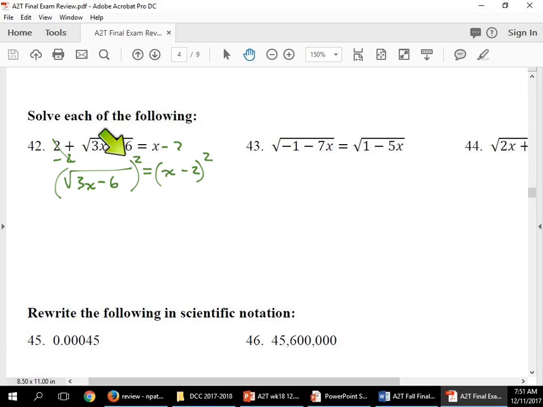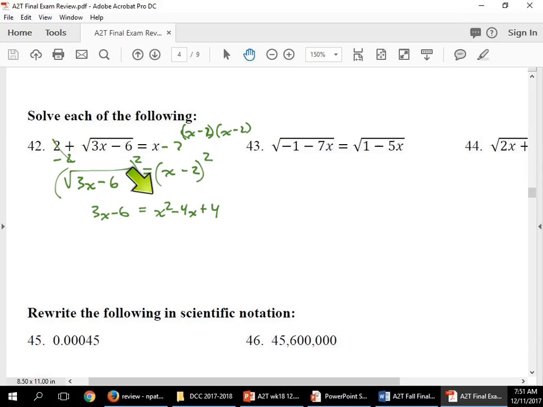Okay, so you square both sides. After I square this side, I get 3x minus 6. On this side, I get x squared minus 4x plus 4. Yes, I went ahead and did the squared. It's x minus 2 times x minus 2. And you can do the box with that to get that, however you like.